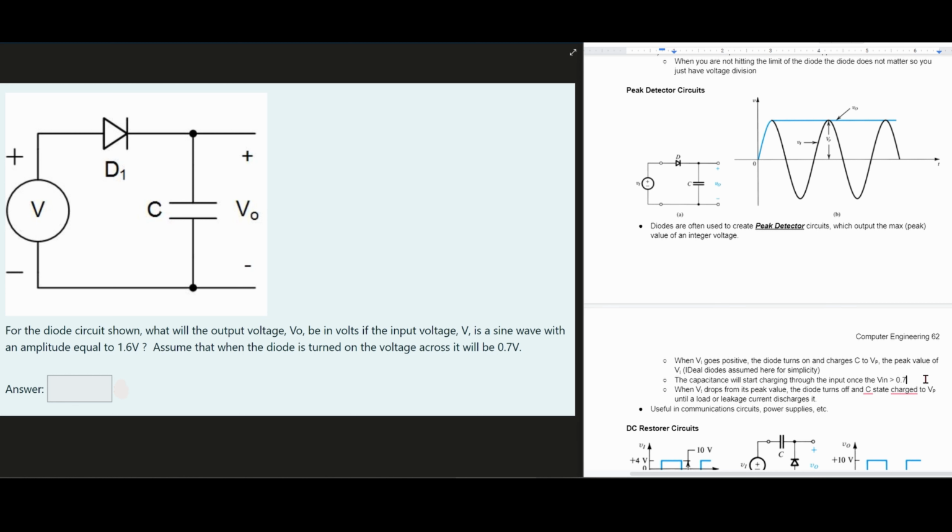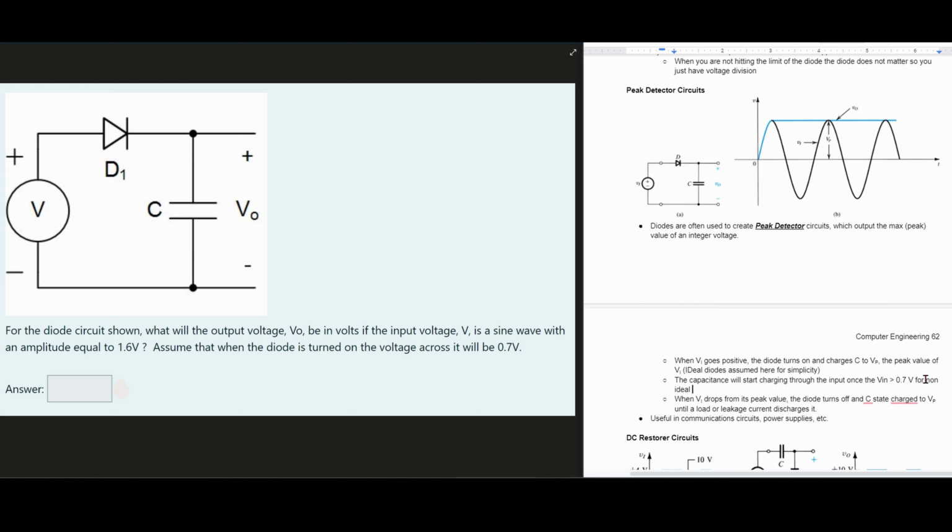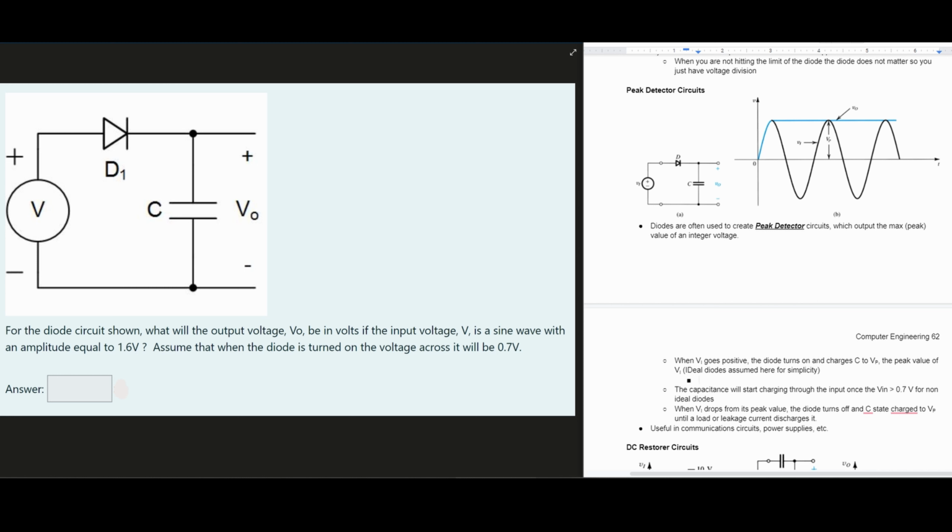And this again is for non-ideal diodes, because if it's ideal, then we're assuming that the voltage across it is 0. And we can put that here as well: for an ideal diode, the voltage across it equals 0. So that's just a little important distinction to note.